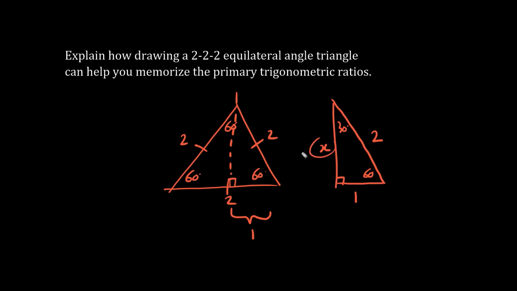Let's use the Pythagorean theorem to figure out x. X squared plus 1 squared equals the hypotenuse squared. X squared plus 1 equals 4. We'll throw the positive 1 over, so 4 minus 1 is 3. So x equals the square root of 3.